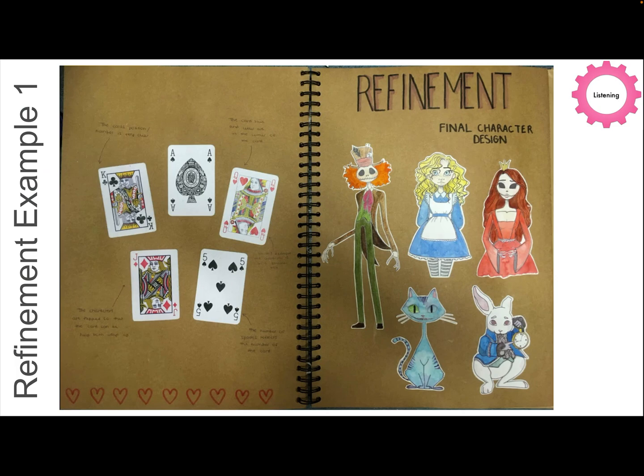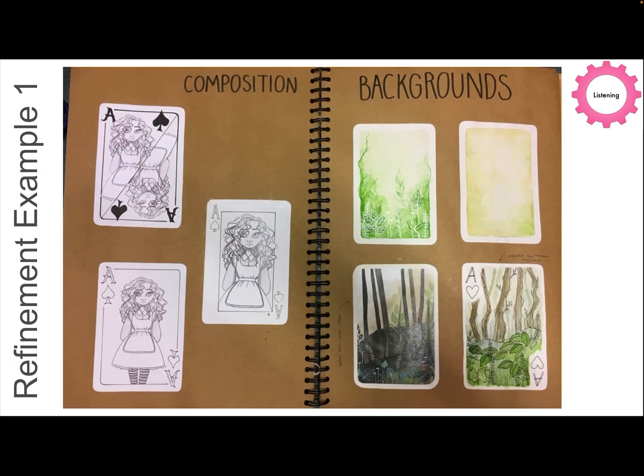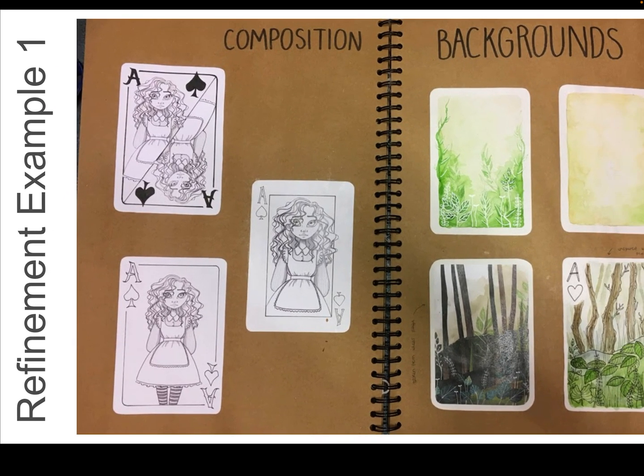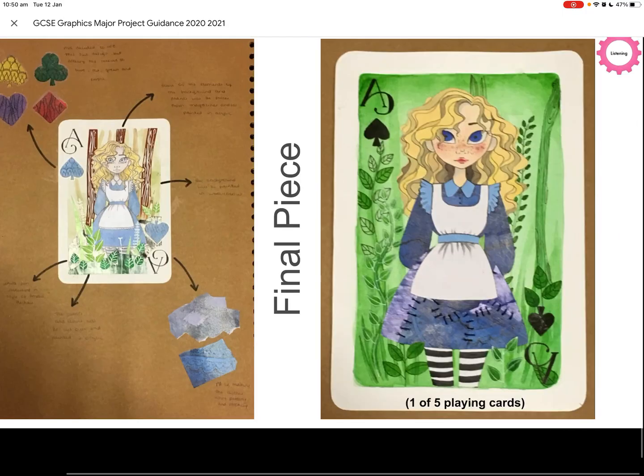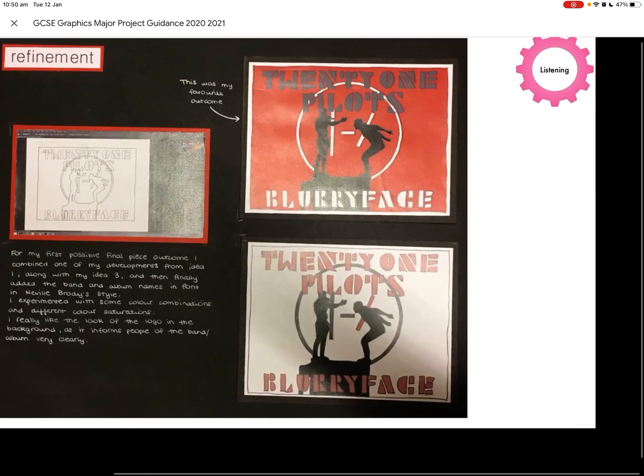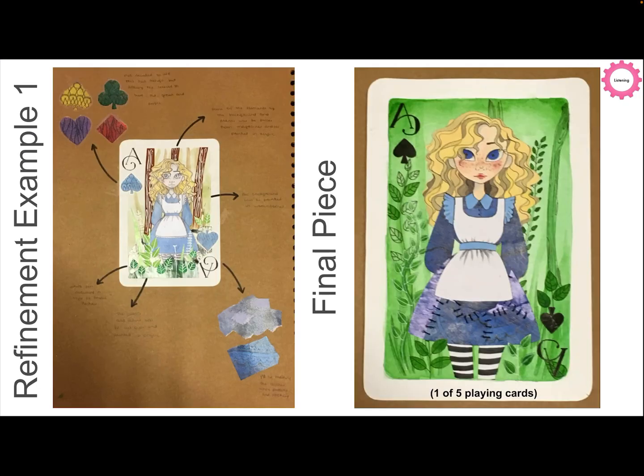This student is doing a set of playing cards and they've come up with some final character designs that they're going to use on those final pieces. And they've looked at the composition of the arrangement. So on the left-hand side, when I'm talking about composition, I'm talking about the arrangement of the objects. So it's the same objects, the same visual elements, but arranged in different ways. So either overlapping, straightforward, or that sort of above and below picture towards the left-hand side. They've also got 4 different examples there of different backgrounds that they could use behind those pictures of the main character.